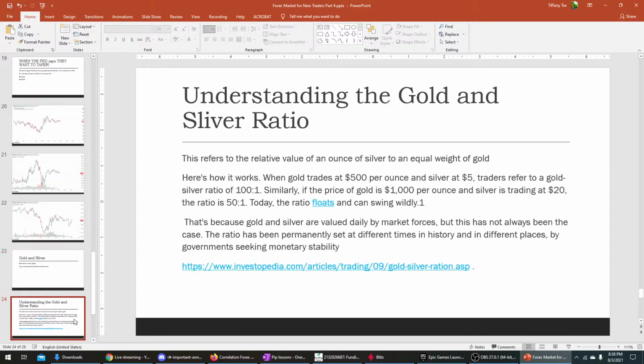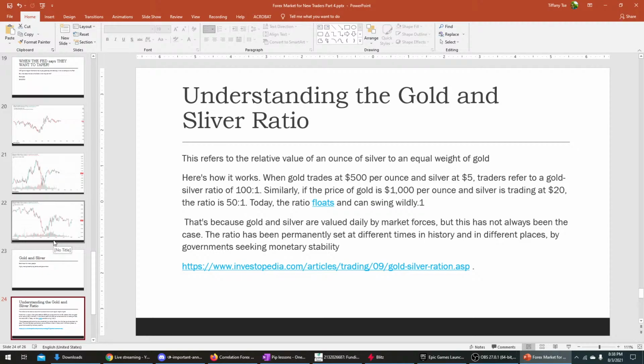But something you should understand is the gold to silver ratio. You can actually look this up. When gold trades at $500 an ounce, silver's at $5, so people refer to it as 100 to 1. Similarly, when gold is $1,000 per ounce and silver is trading at 20, it's 50 to 1.